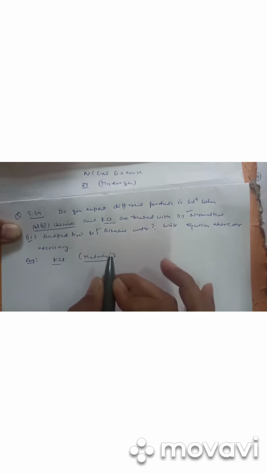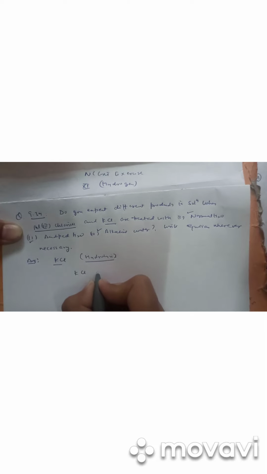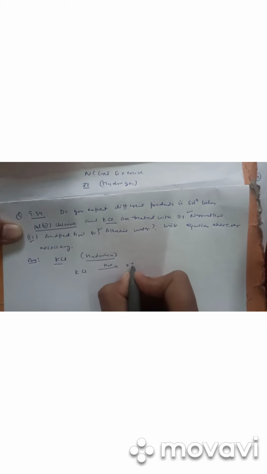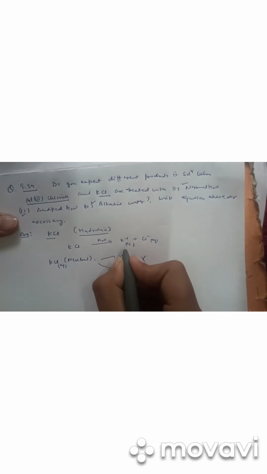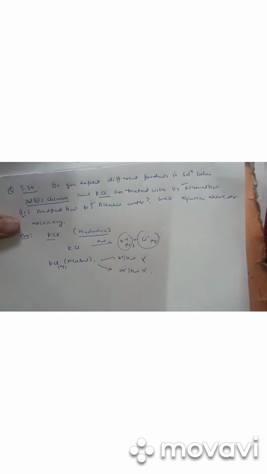Now this KCl will not undergo hydrolysis. It will simply dissociate into ions in water, the potassium ion and chloride ion. So we can say that KCl in aqueous solution is neutral. It will not react in acidified water, and it will not react in basic water. It will remain as such in the form of ions.